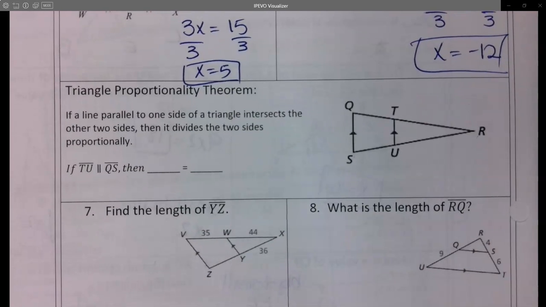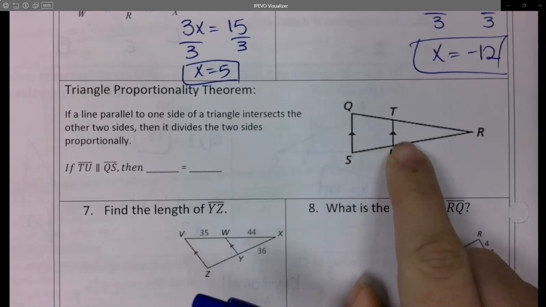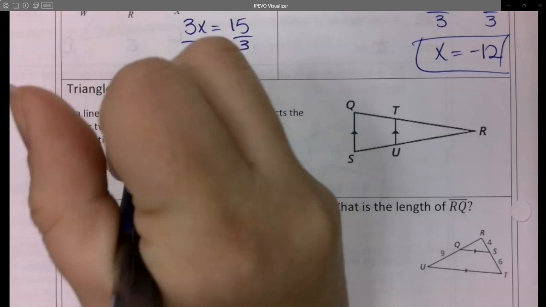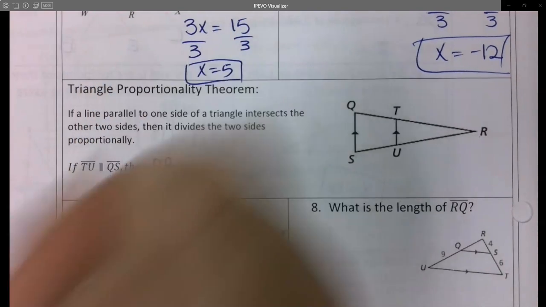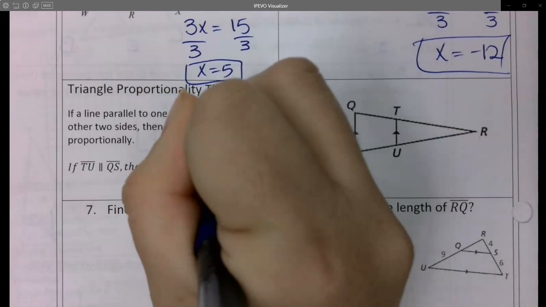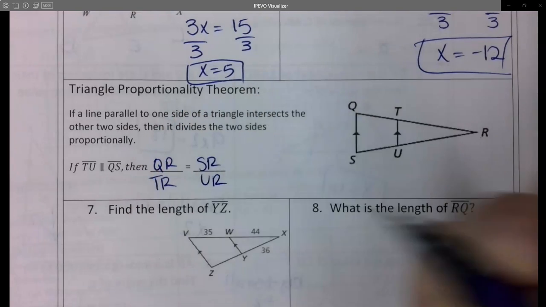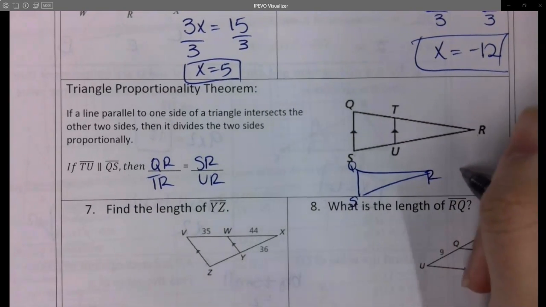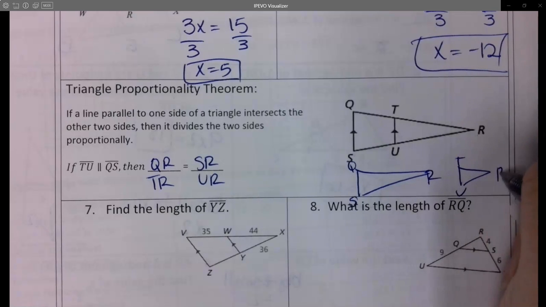So then we have the triangle proportionality theorem. It says if a line parallel to one of the sides of the triangle intersects the other two sides, then it divides it proportionally. So in this picture, if TU is parallel to QS, then QR over TR is the same as SR over UR. So I have this big triangle, and it's similar to the smaller triangle.